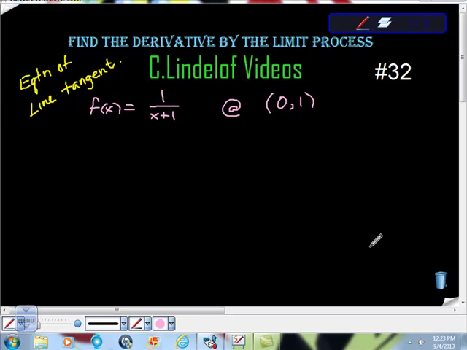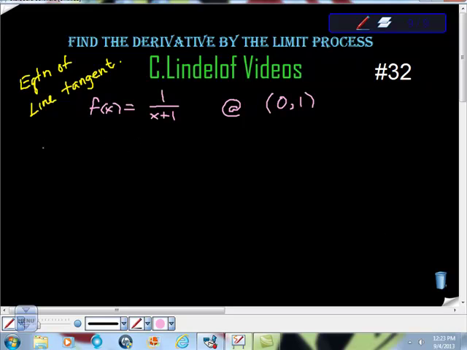All right, what we're asked to do in this problem is find the derivative by the limit process and then find the equation of the line tangent. So we're given the function f of x is equal to 1 over x plus 1, and we're given the point (0, 1), and we're supposed to find the line tangent to this function. So this is what I'm going to do.